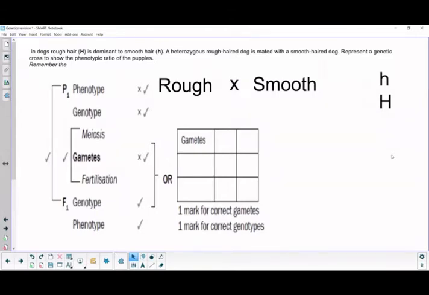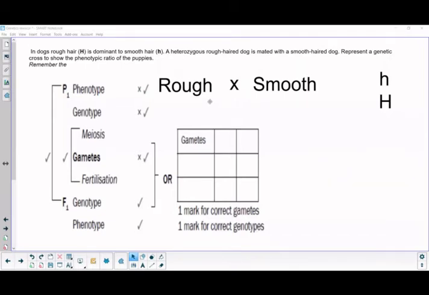We normally use the capital H to indicate rough hair. A capital H is the dominant and a small h is the recessive for smooth hair. A heterozygous rough haired dog is mated with a smooth haired dog. Represent a genetic cross to show the phenotypic ratio of the puppies.